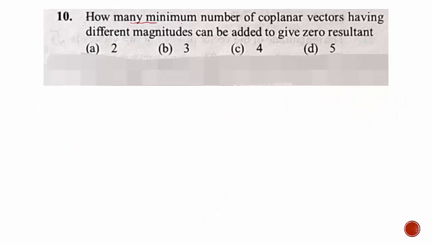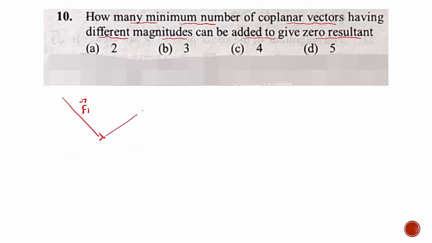10th question. How many minimum number of coplanar vectors having different magnitudes can be added to give a zero resultant? Here we can consider coplanar equilibrium concurrent vectors. For example, I am going to consider a vector F1. Let us consider force, which is also a vector quantity. I am applying force in this direction.